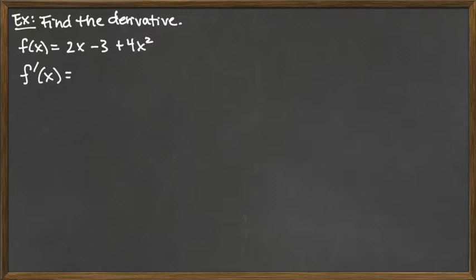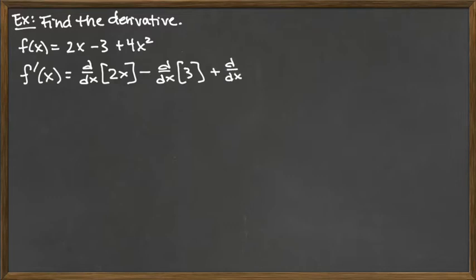So using a sum and difference rule, we can take the derivative term by term, where we just take the derivative of the first term, which is 2x, and then since a subtraction sign follows, we subtract from it the derivative of the next thing, which is 3, and then a plus sign follows, so we add the derivative of that last term, which is 4x squared. So what we're utilizing there is the sum and difference rule.